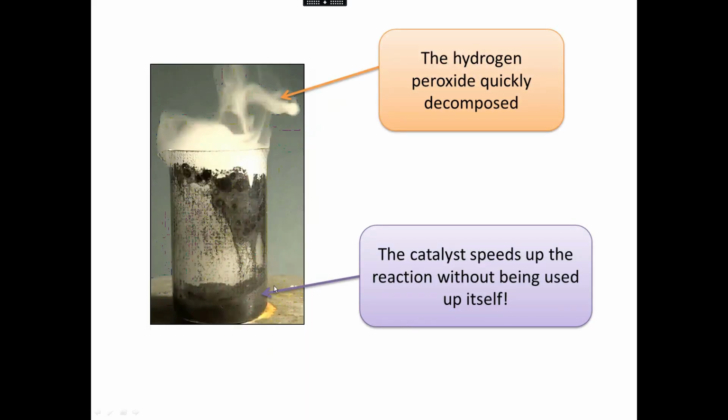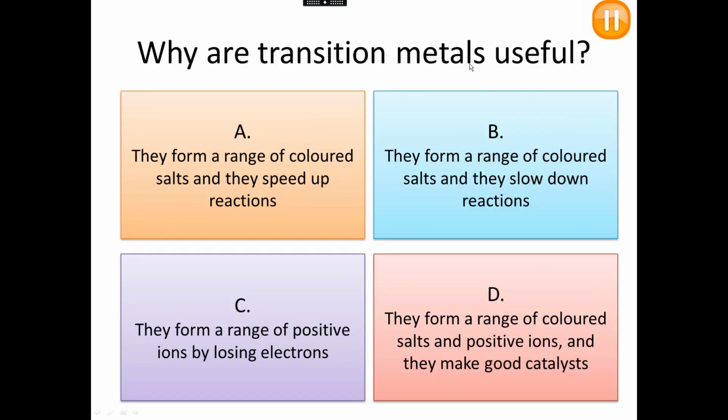Okay, right. Now, a catalyst is a chemical which speeds up a reaction without being used itself. So why are transition metals useful? Pause the video, choose the correct answer. Is it A, B, C, or D? Pause it now. Right, the best answer on the screen there is D. They form a range of coloured salts and a range of positive ions, and they make good catalysts.